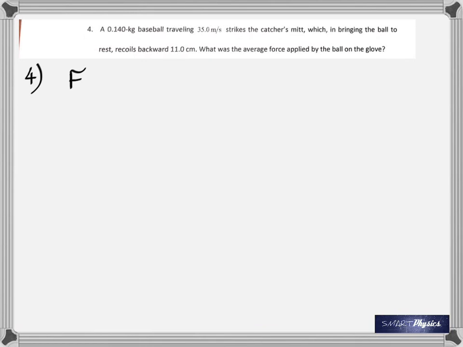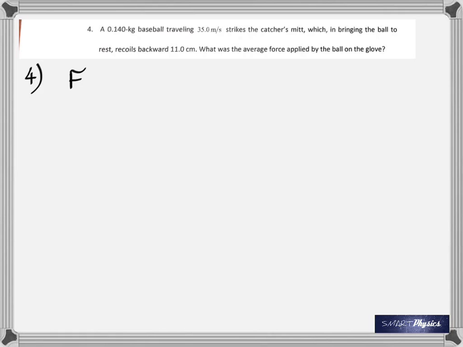At least I'm hoping you read the problem and visualize what's happening. In this case, it's baseball. That's the actual mass. It's traveling at 35 meters per second. Man, that's fast. And that's how those guys throw it, really fast. And strikes the catcher's mitt, which, in bringing the ball to rest, recoils backward 11 centimeters. You know what that means, right? Pulls the hand backwards 11 centimeters. What is the average force applied by the ball on the glove?